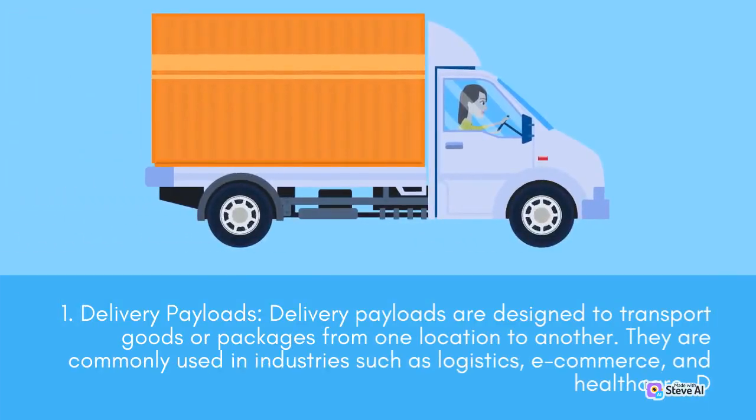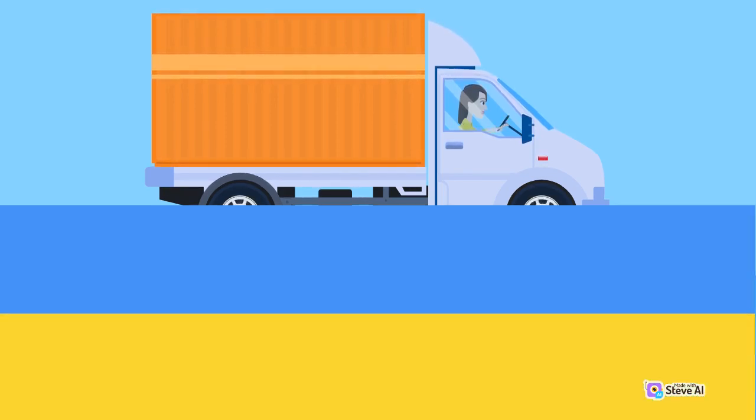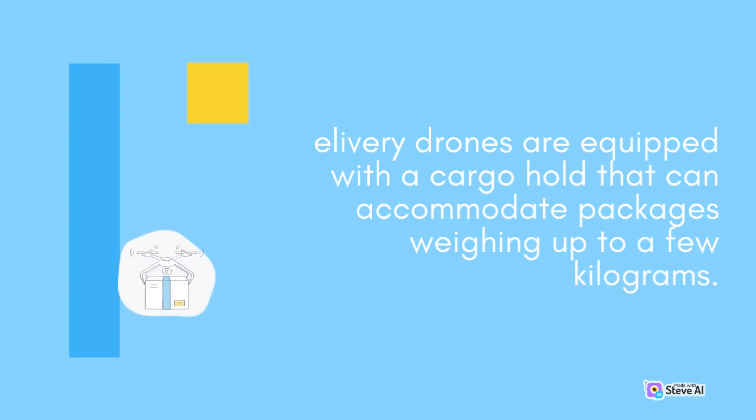1. Delivery payloads. Delivery payloads are designed to transport goods or packages from one location to another. They are commonly used in industries such as logistics, e-commerce, and healthcare. Delivery drones are equipped with a cargo hold that can accommodate packages weighing up to a few kilograms.